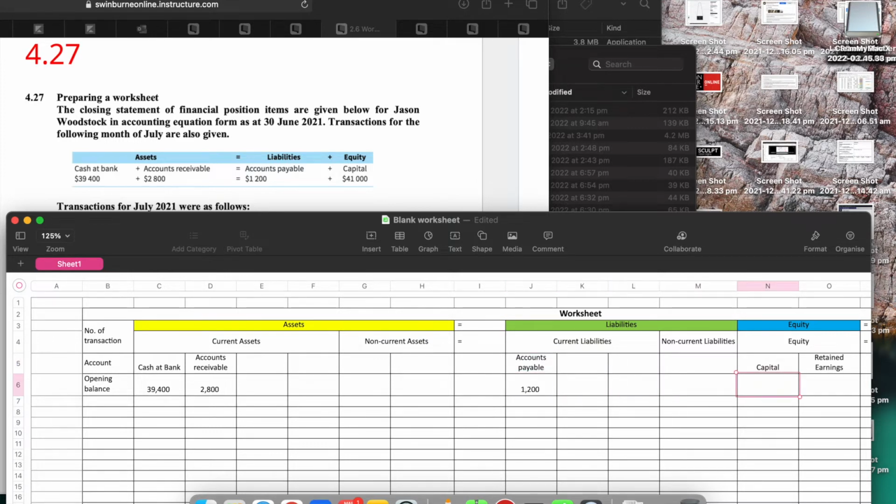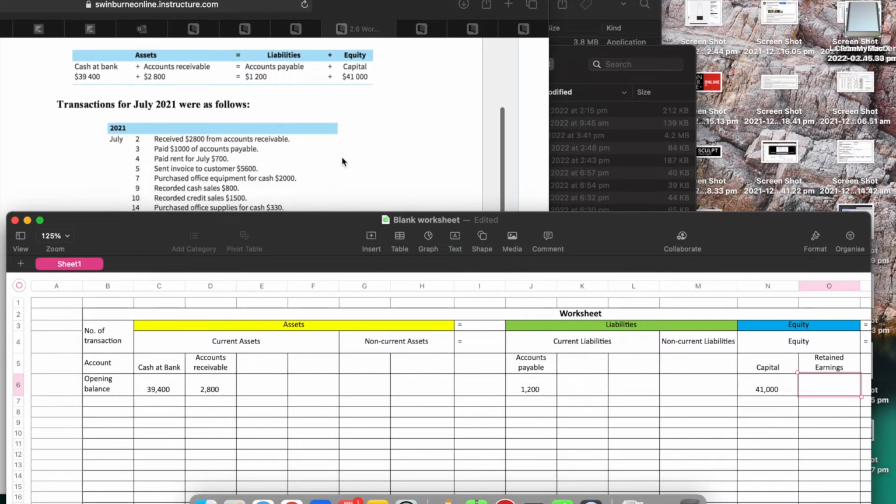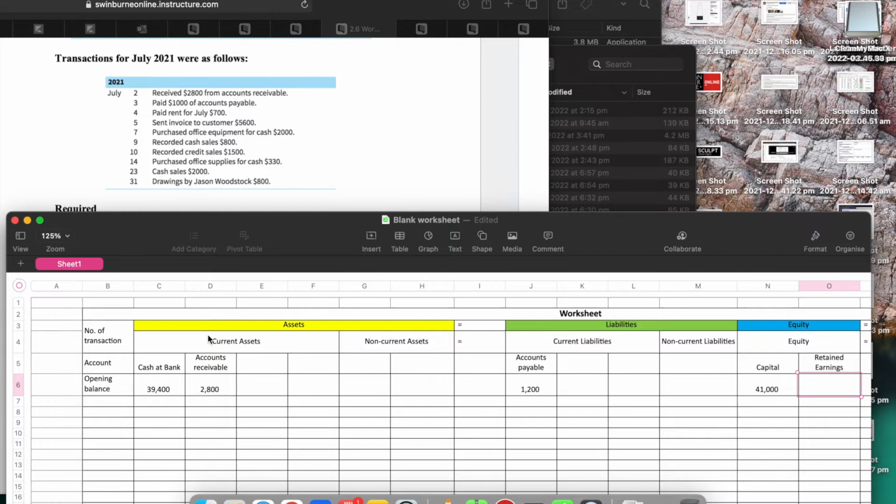And then down the end here, we've got our capital of 41,000. So that could be something like, if we start up a business and a director injects some funds into it, we would put that. So let's say the director injected 41K of funds into a business, and that's a positive in the equity section. Okay, let's go into the juicy stuff.